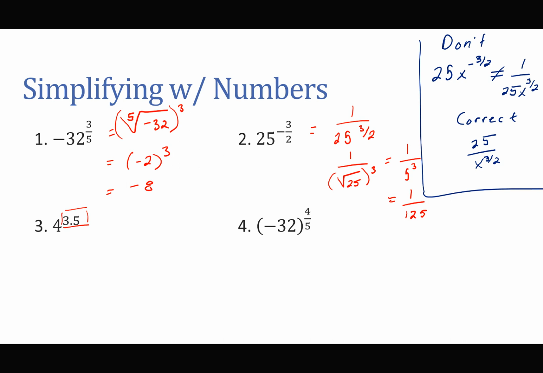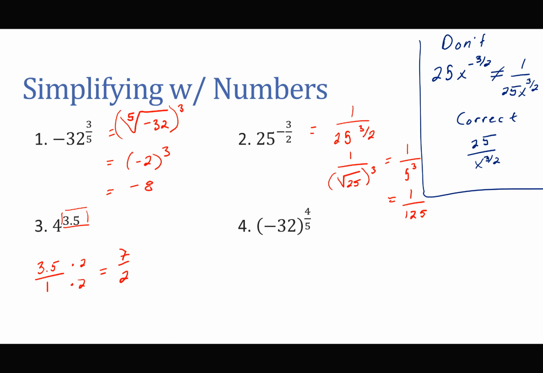All right, 4 raised to the 3.5. So we get some of these decimals where we think, I don't really know what 3.5 is as a fraction. I know that is a fraction, and it's 3.5 over 1. If I were to multiply the top by 2 and the bottom by 2, it's an equivalent fraction of 7 divided by 2.